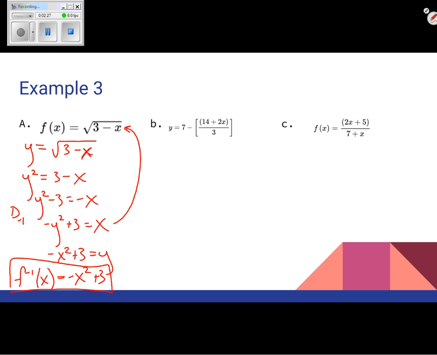I'll let you give this one a go, and we'll work C together. C's got some ideas in it that we need to discuss together. So go ahead, pause the video. Several ways to do part B. I'll work it my way, see if it matches up, then do it your way.